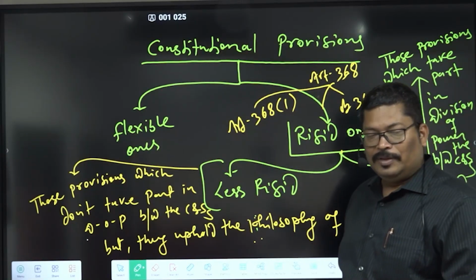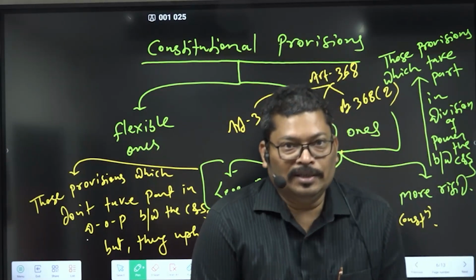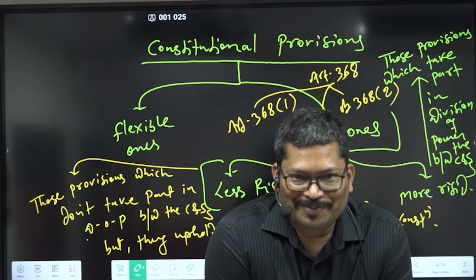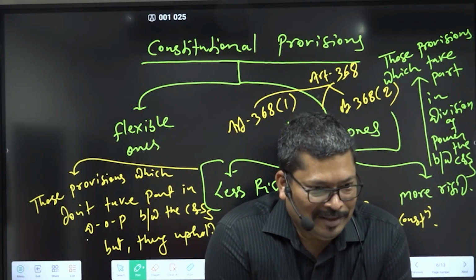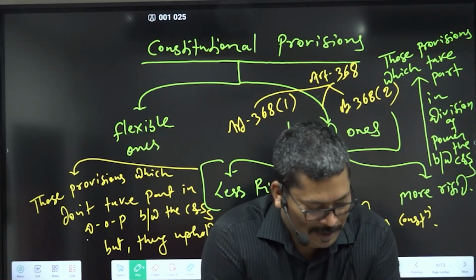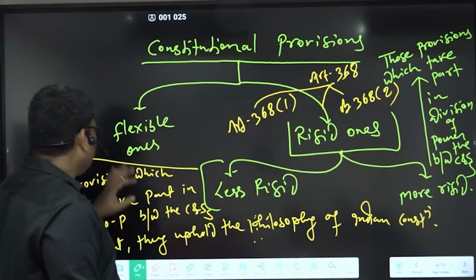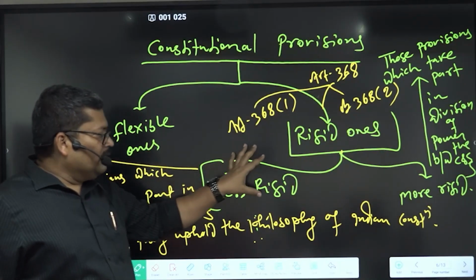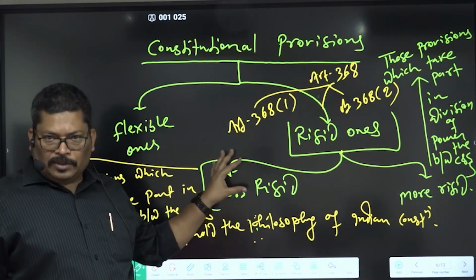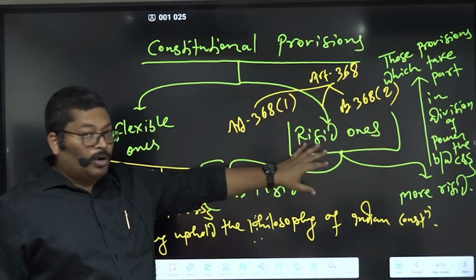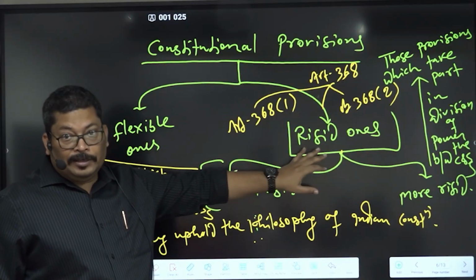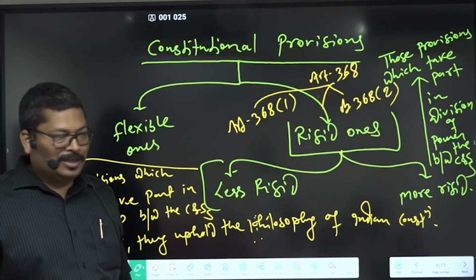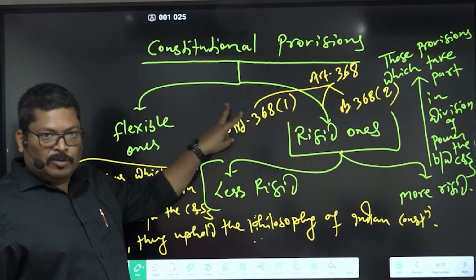So, yes, greater the rigidity, greater the complexity in amendment. Less the rigidity, less the complexity in amendment. So, flexible provisions are smoothly amended. Less rigid provisions invite some sort of difficulty. More rigid provisions invite the greatest degree of difficulty. Okay. So see, prima facie, there are two sets of provisions.